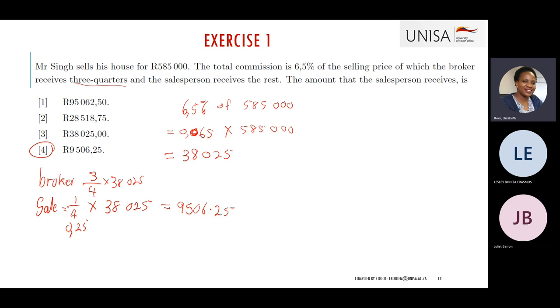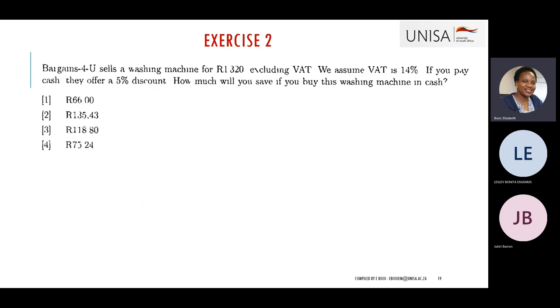Okay, so that is the first exercise. Second exercise. Let's see if you can get this one. Bargains for You sells a washing machine. I'm going to assume that is 1,300. I'm not sure, it's not clear, but it looks like 3. So, Bargains for You sells a washing machine for 1,320, excluding VAT.